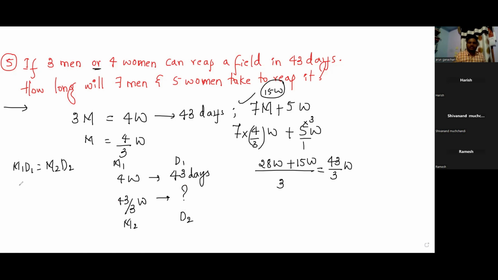M1 is 4, D1 is 43. M2 is 43 by 3 and D2 is, we don't know. 43 and 43 will get cancelled, and D2 is given by 3 4s are 12. Getting this? How we did this? We converted our given entities into what we require first, then we did this. I hope you are understanding this.